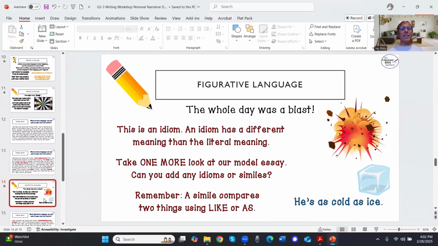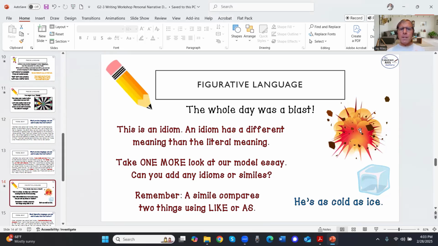Another way to show exactly how we feel is to add figurative language. So the whole day was a blast. This is an idiom. Students love idioms. They're really fun to teach. They're fun for students to learn. They're great if you want to add visuals or get students to draw what they think the idiom might mean. That's another great activity that you can add to your centers when you're teaching the genre of writing.